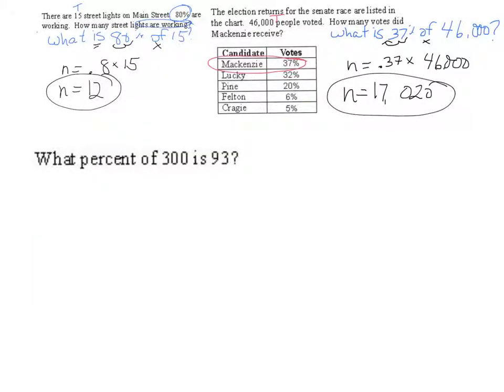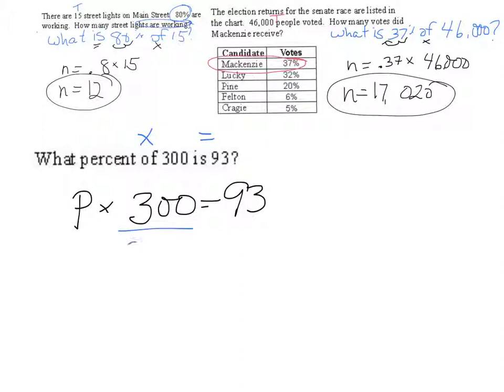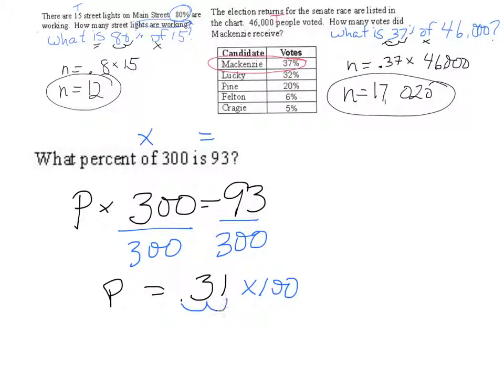This is a straightforward one. What percent of 300 is 93? Of always means times, is always means equals. So all we need to do is divide both sides by 300. And we get P equals, use the calculator, 93 divided by 300. And we get 0.31, which is a decimal, but we want it as a percent. So we need to multiply that by 100, which moves our decimal 2 places to the right.